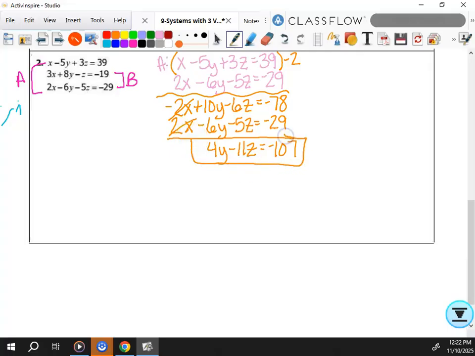Go grab the second set of our original ones. So here's what I would call set B, or whatever you want to call it. 3x plus 8y minus z equals negative 19. 2x minus 6y minus 5z equals negative 29.